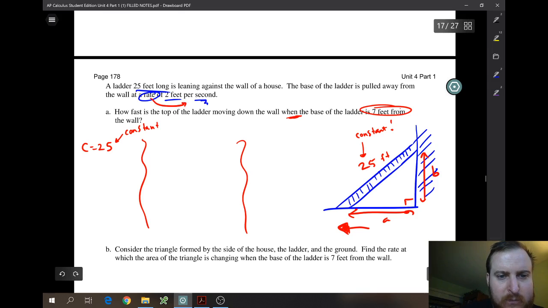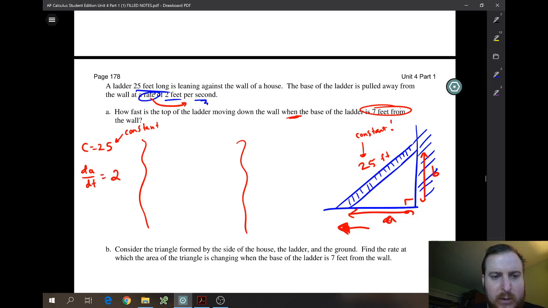And it's the rate for the base, and our variable for the base is A. Even though you could use base and height, I'm calling it A. If you wanted to use base and height, you could call it B. But that means this 2 in my picture matches up with dA dt, and it's positive 2 because if we pull it away, it's getting bigger. The A is getting bigger.